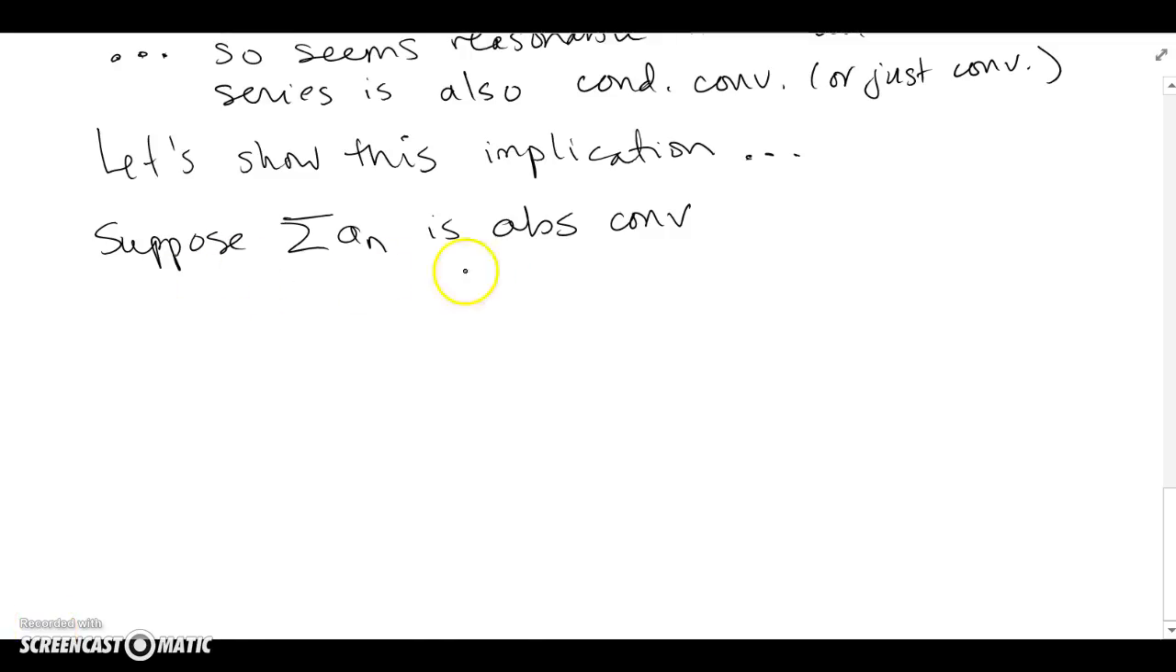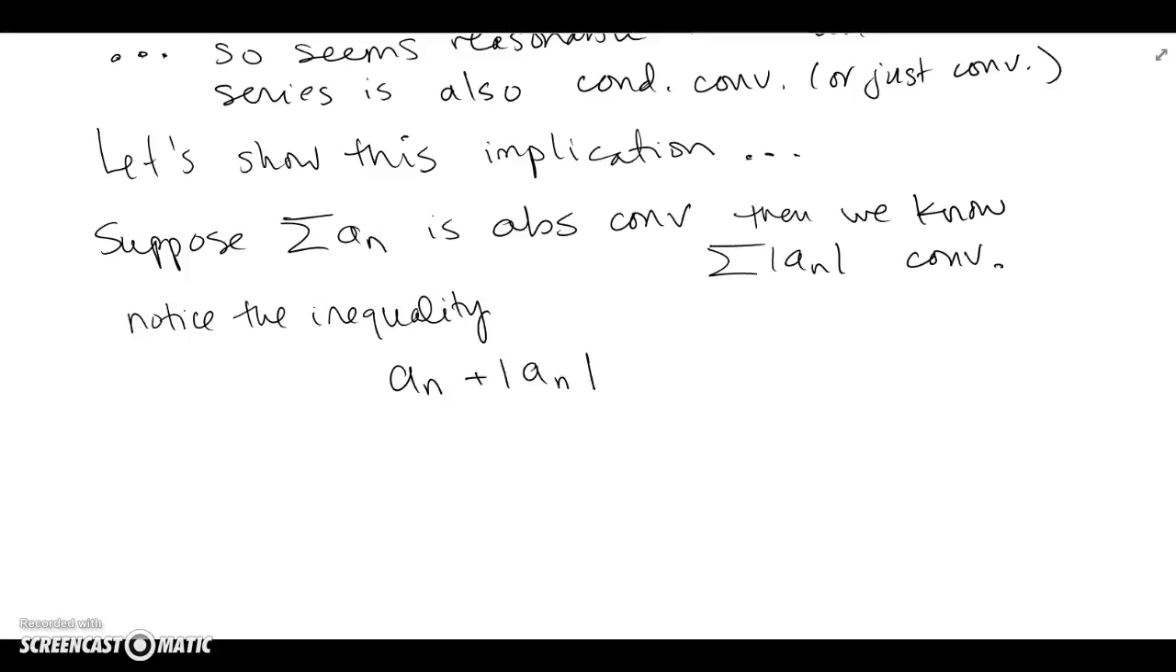So let's go and formally show this implication, this thing that says absolute convergence implies conditional convergence. So let's suppose that a_n is absolutely convergent. If that's the case, we know that this has to hold by definition of absolute convergence. So we know that this guy converges just because the series is absolutely convergent.